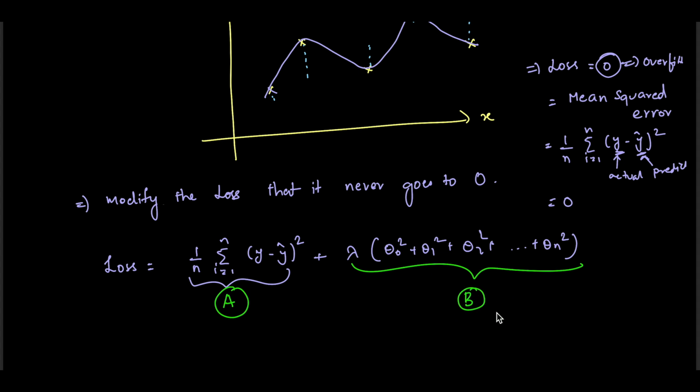So due to this extra b term, our loss will never go to zero. So let's try to understand this. And let me tell you what these thetas are. These thetas are nothing but our parameters.